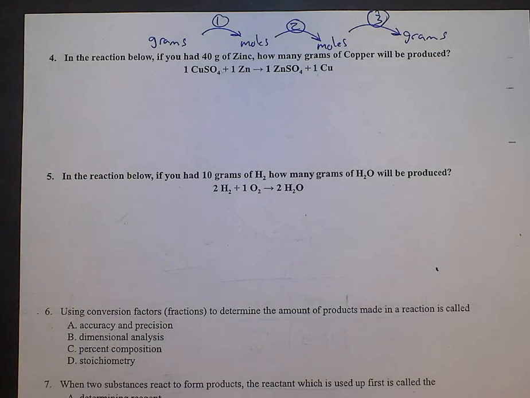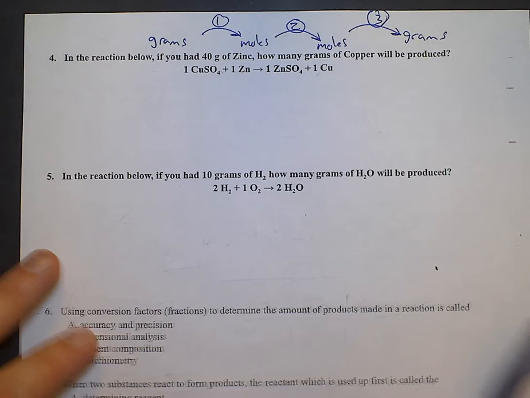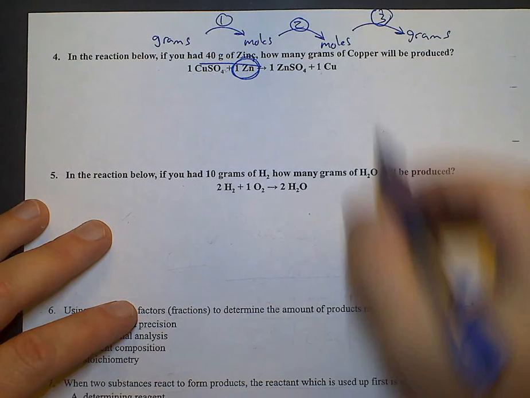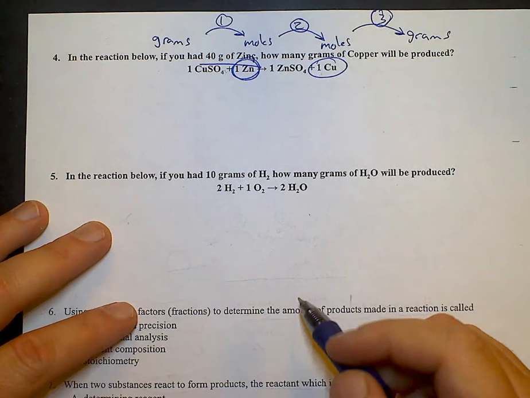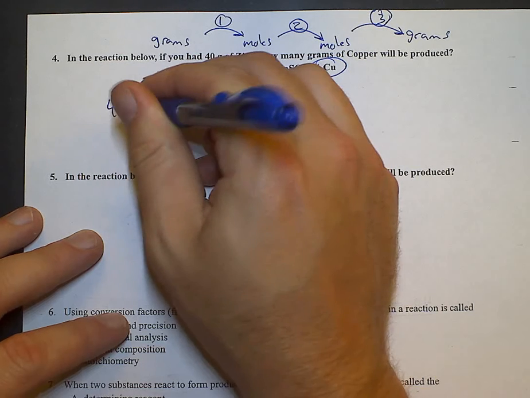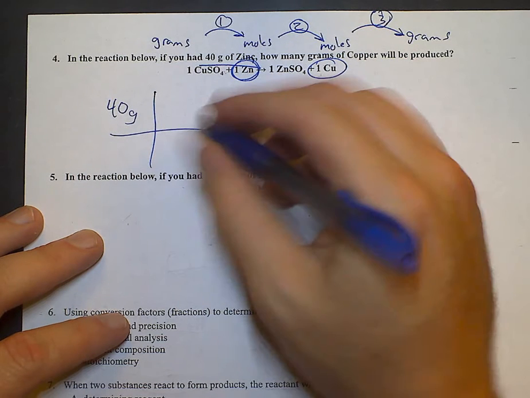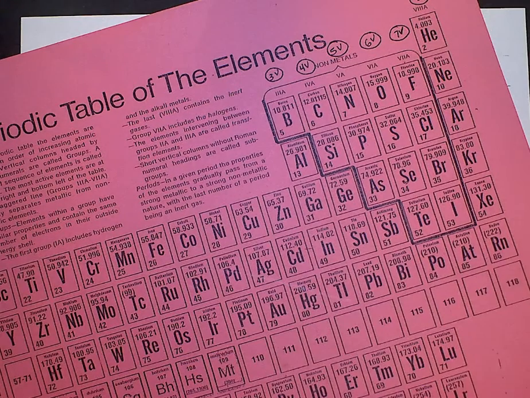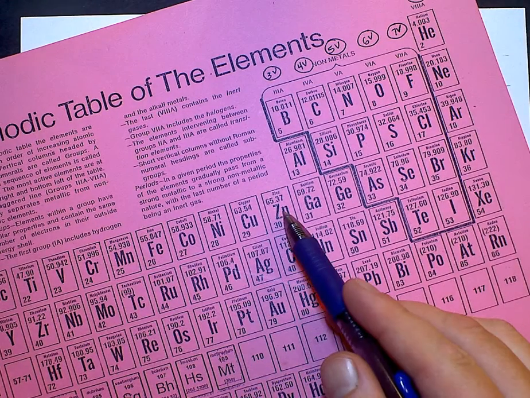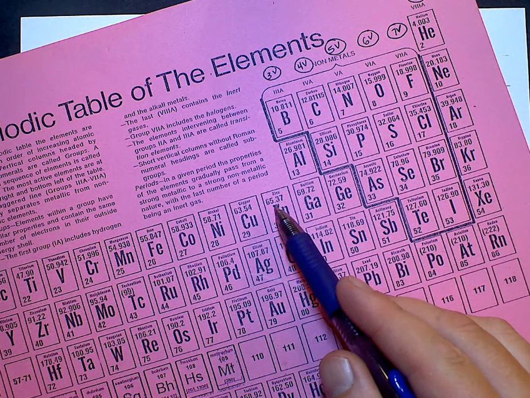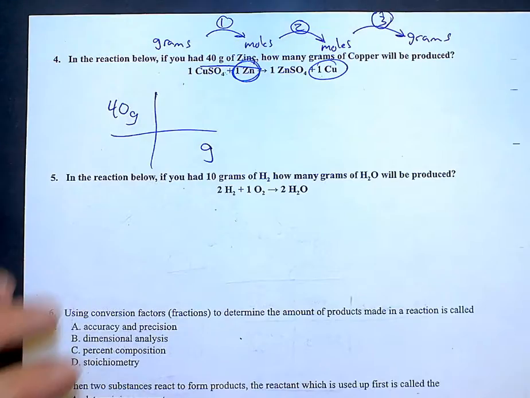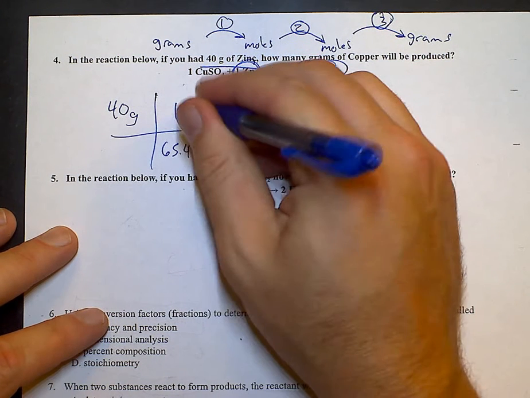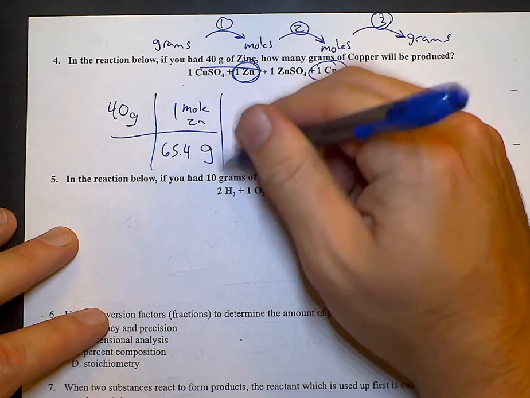Here we go. All right, so what are we working with? 40 grams of zinc. That's this guy. I'm going to circle it. It'll help me. How many grams of copper? This guy. 1-to-1 ratio. 40 grams. Okay, this has to be grams. I'm starting with zinc. Let's look up zinc. Zn. Boom, right there. Round it to 1 decimal point. 65.37 becomes 65.4 grams for every 1 mole of zinc. Okay. I've now converted it to moles.